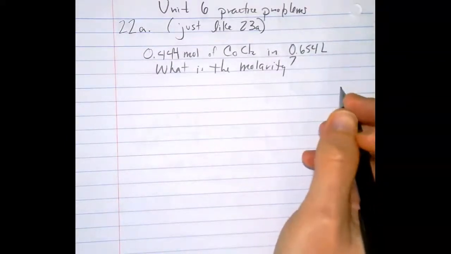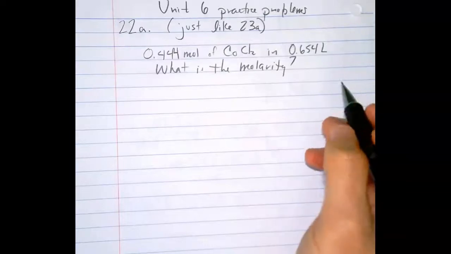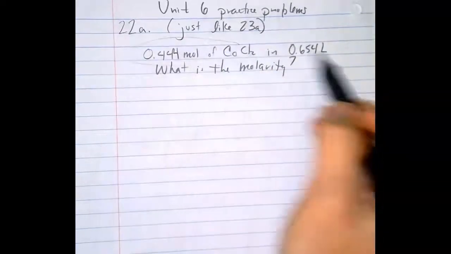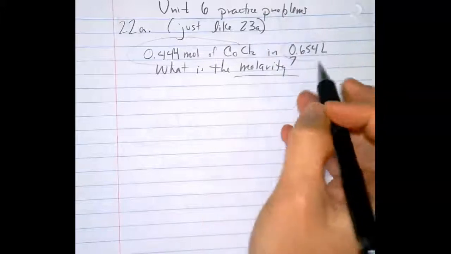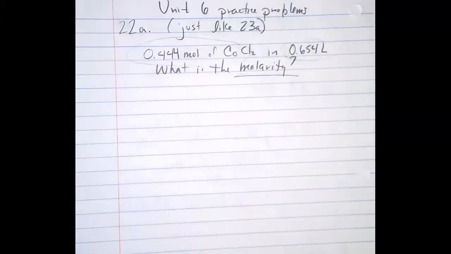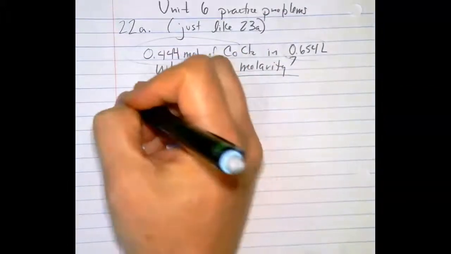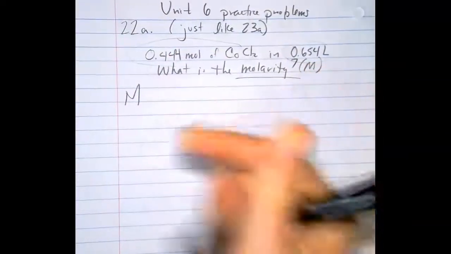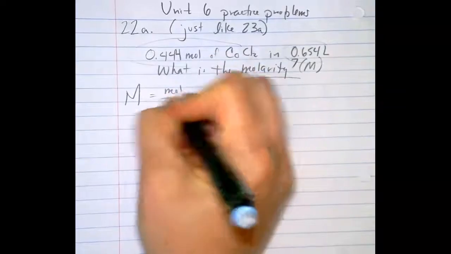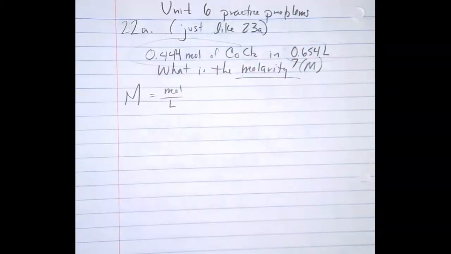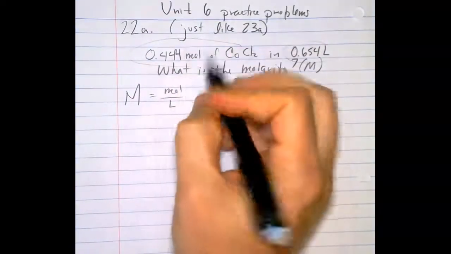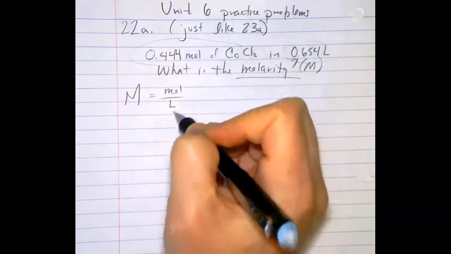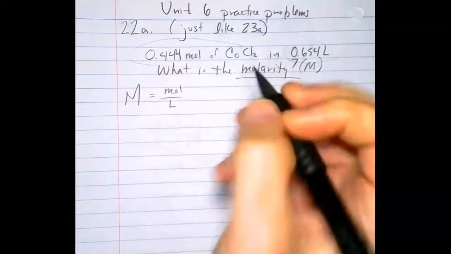My first thing I want to do is circle the givens and underline the unknowns, which is easy for these because here's the givens and here's the unknown. I'm going to identify what's the formula. I know that molarity, big M, equals moles per liter. The next step is to convert if necessary. Do I need to convert? Well, let's see. Do I know moles? I do know moles. Do I know liters? I do know liters. I don't need to convert.